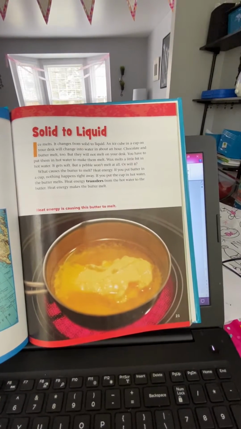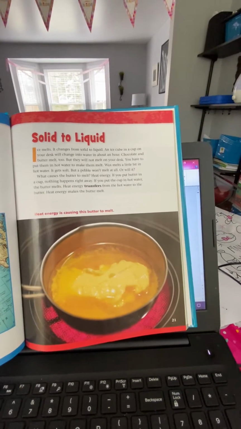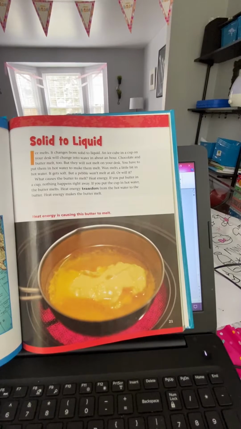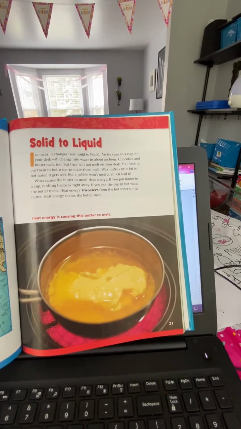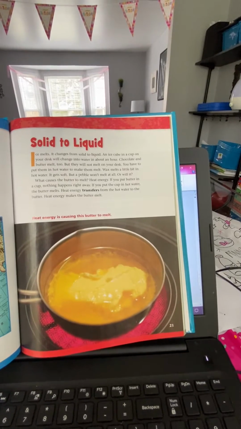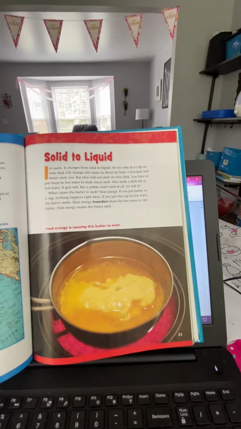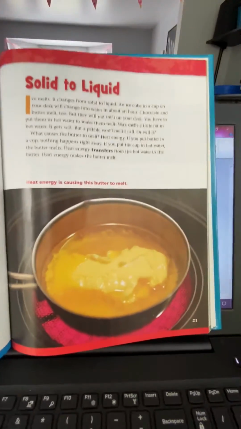Heat energy. If you put butter in a cup, nothing happens to it right away. If you put the cup in hot water, the butter melts. Heat energy transfers from the hot water to the butter. Heat energy makes the butter melt. Heat energy is causing this butter to melt.